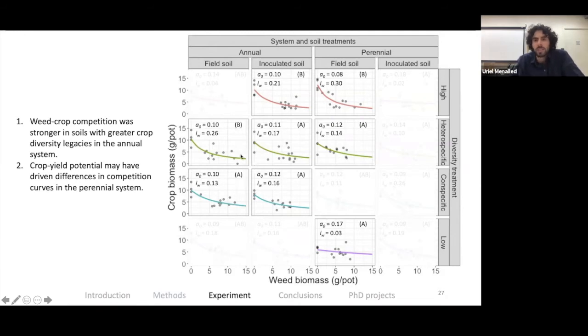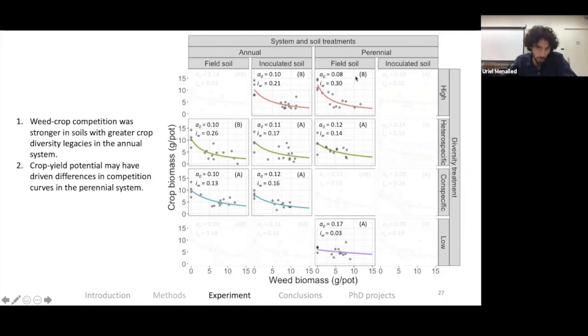So these 2 curves are statistically different. And I feel confident in saying that competition was more intense in the heterospecific treatment than the conspecific treatment, because the IW parameter, which is this initial slope term, is higher in the high diversity treatment than the low diversity treatment. And the same goes for the inoculated soil treatments. At the same time, the A0 parameter here is the same or very similar. So the conclusion here is that these curves are statistically different because of differences in weed crop competition intensity. Okay, so that's why I feel good about this first conclusion.